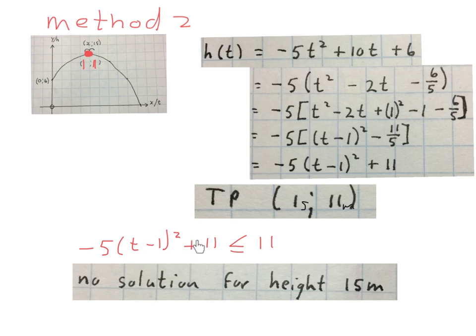Technically, you should now write down this step to say that this equation is smaller than or equal to 11, but we just write the answer, no solution for the height of 15 meters.